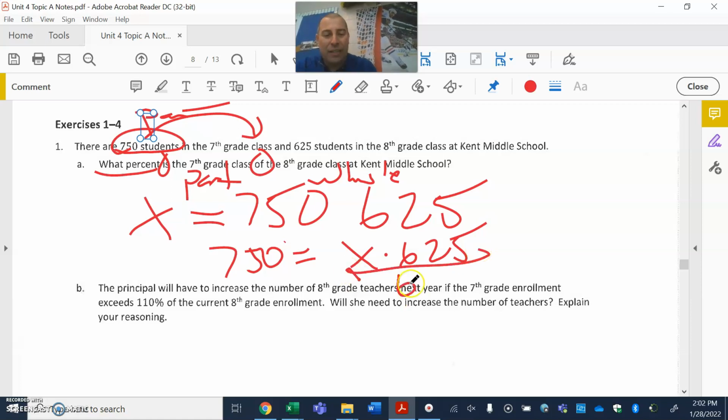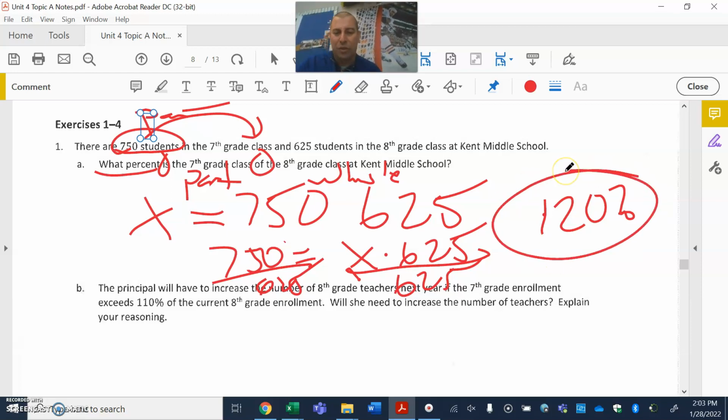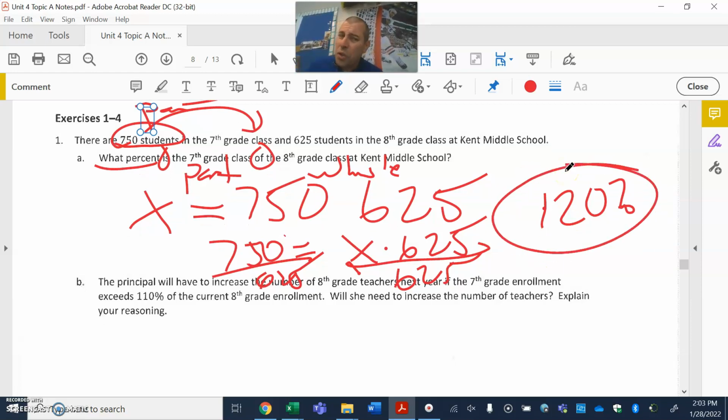All right, so let's go ahead, divide both sides by 625. All right, and let's see what we get. 750 divided by 625, 1.2. All right, 1.2, which means 120%. So what percent is the 7th grade class of the 8th grade class? Okay, I'm bigger than 100%, which makes sense because 750 is bigger than 625. So I do feel rather good about that. So again, different techniques are going to work.